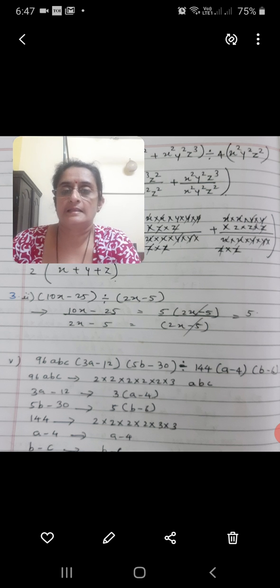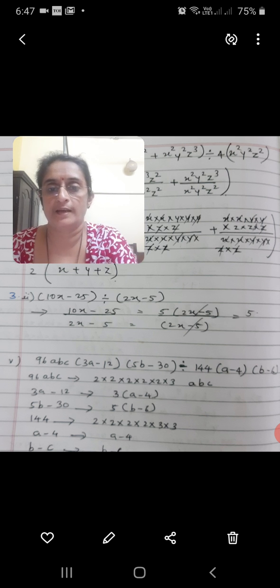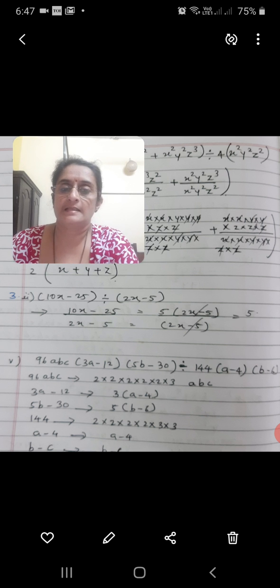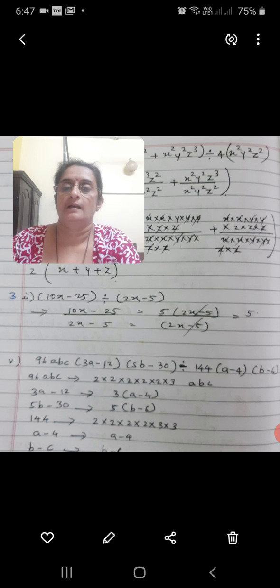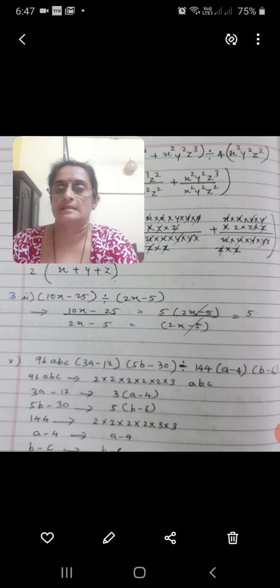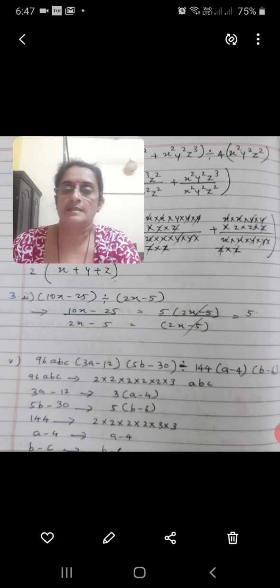Now cancellation of the same terms. So 2x minus 5 is common in numerator and denominator, that will get cancelled. Only 5 will remain, that is our answer. The same way we are going to do the next sum also. 96abc(3a minus 12)(5b minus 30), the whole of this term is divided by 144(a minus 4)(b minus 6).